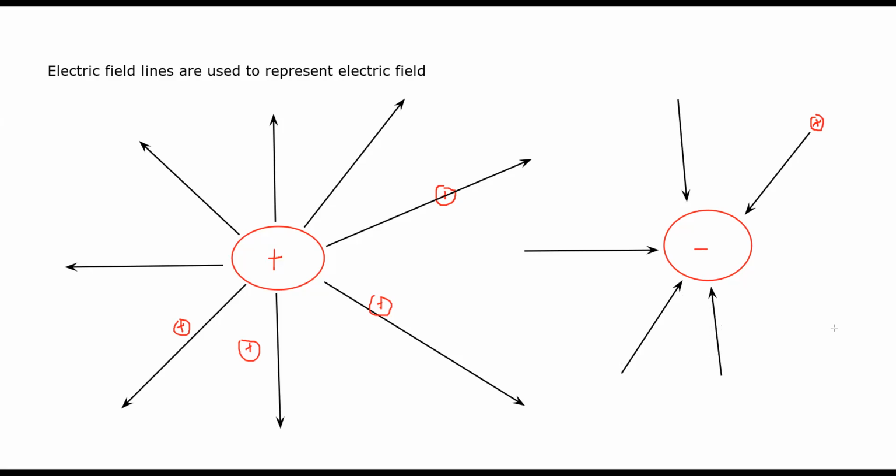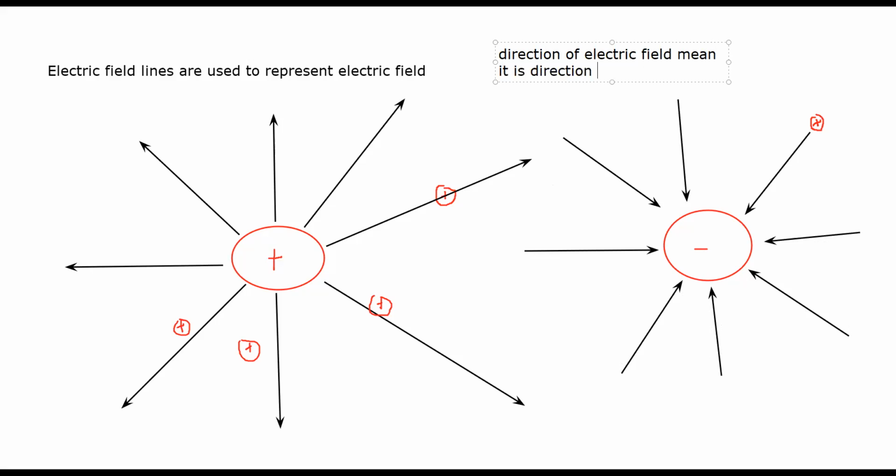And what is the direction of electric field? The direction of electric field means it is the direction in which a positive charge moves. The direction in which the positive charge moves always refers to the direction of electric field. That's a standard.